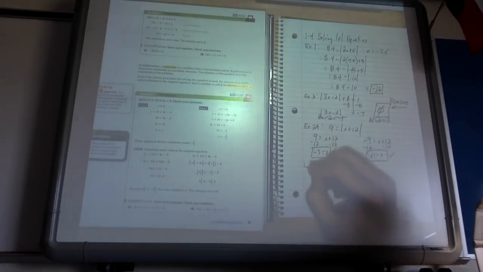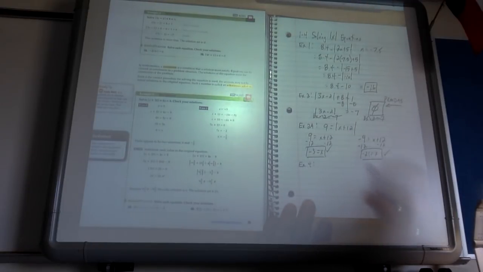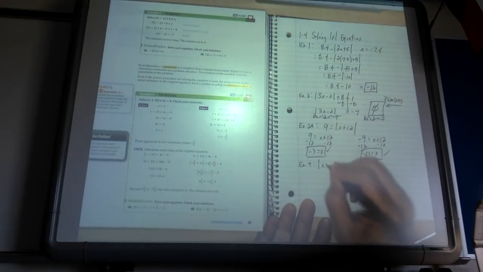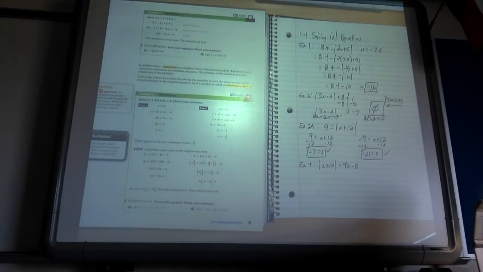This is example 4, and you're like, well, you just said we're going to get two solutions. Yeah, well, actually, we might get no solution. We might get two solutions. I'm going to show you one where we get one solution. So I've got this: the absolute value of x plus 10 equals 4x minus 8. In this instance, you're like, well, I got x's on both sides. Trust the process. Here's how we're going to set it up.